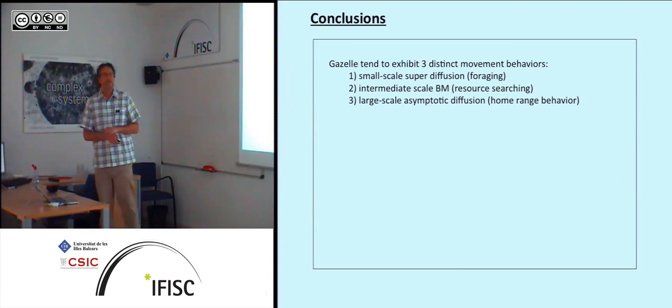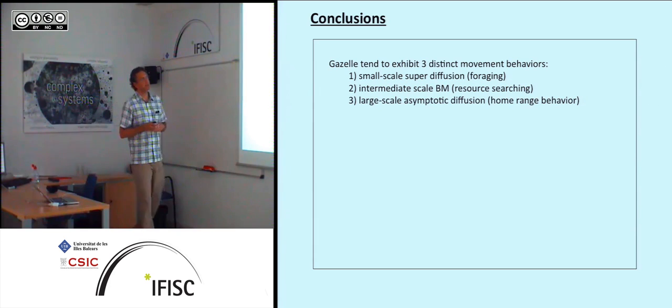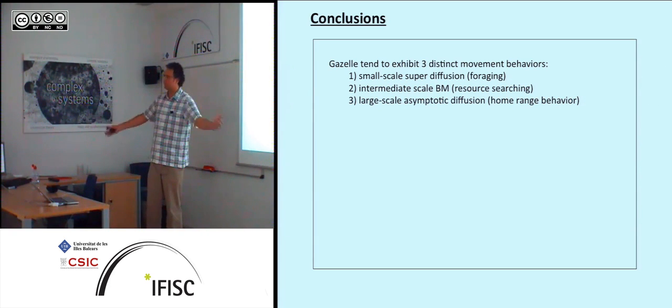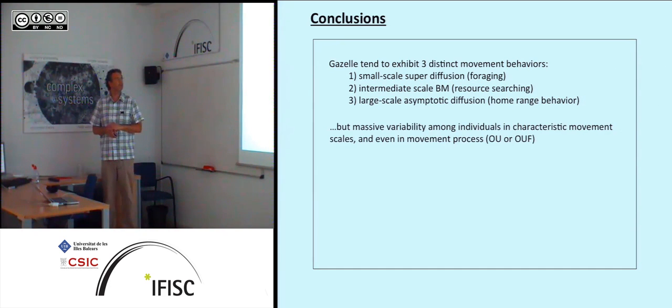Okay, so I'm going to end that here. We can say now that we think the gazelle have three distinct movement behaviors. They have small scale super diffusion, which we think corresponds to periods of foraging; intermediate scale Brownian motion, which we think corresponds to searching through the environment for patches of resources that they can then forage in; and large scale asymptotic diffusion, that's some kind of home ranging behavior. Their expansion slows down as they get farther and farther out.